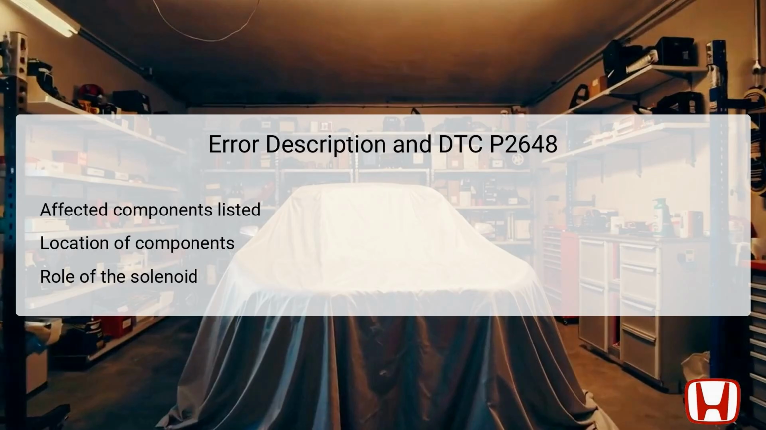The successful operation of this solenoid is paramount for maintaining the efficiency of the vehicle's engine and overall drivetrain. Therefore, understanding its role helps in appreciating the need for immediate troubleshooting upon discovering the P2648 code.